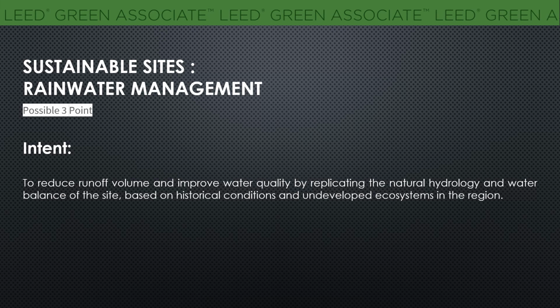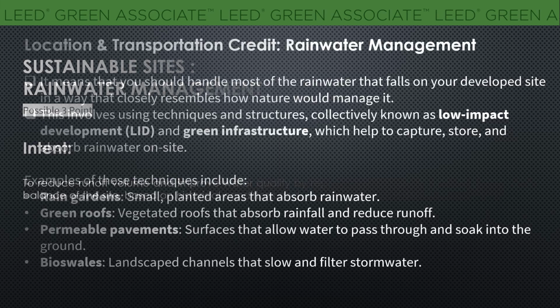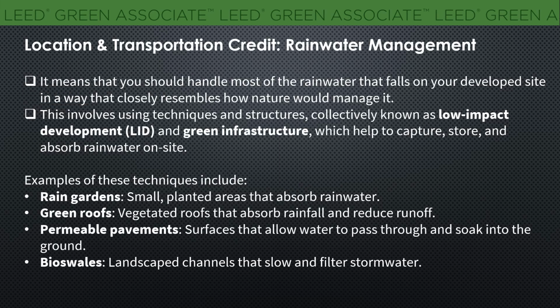The rainwater management credit has a possible 3 points, and the intent is to reduce the runoff volume and improve water quality by replicating the natural hydrology and water balance of the site based on historical conditions and undeveloped ecosystem in this region. The intent suggests that we handle most of the rainwater that falls on the site in a way that closely resembles how nature would manage it.